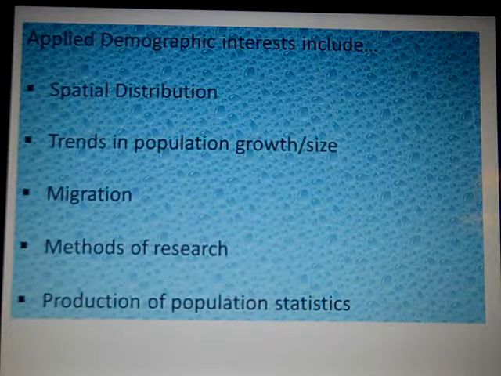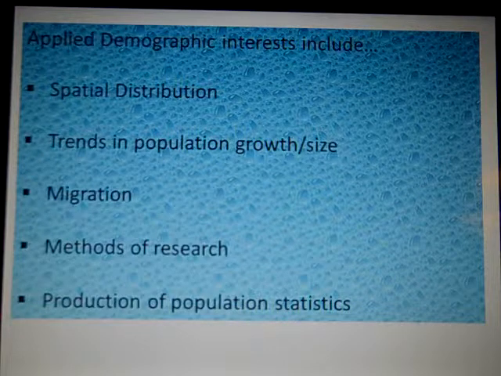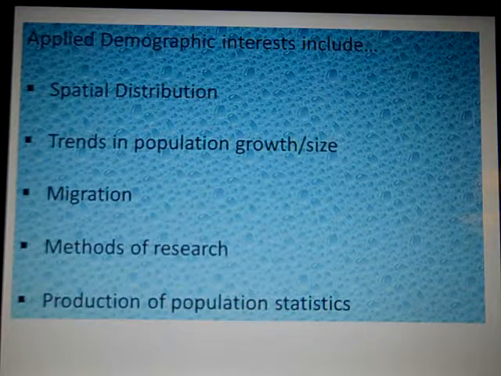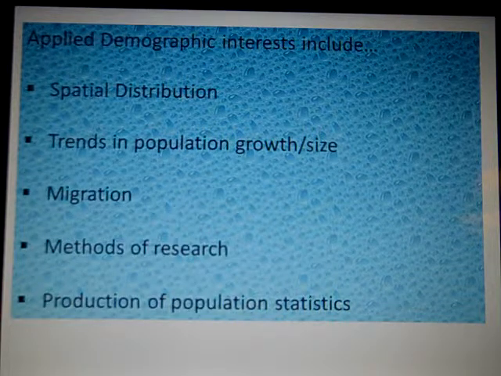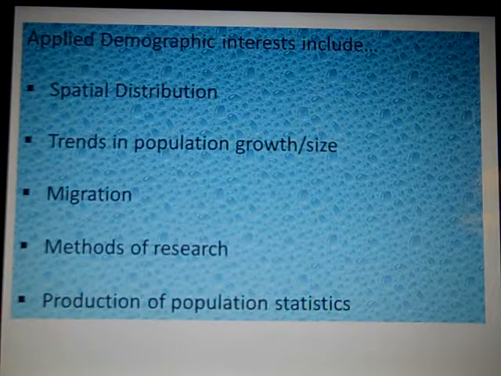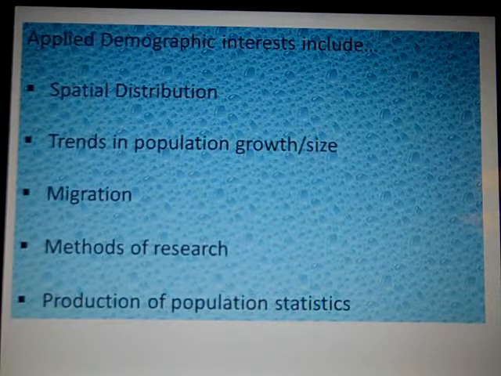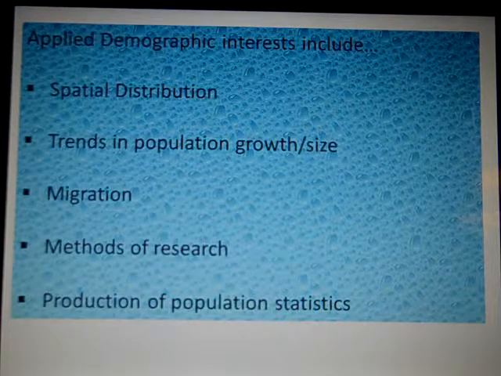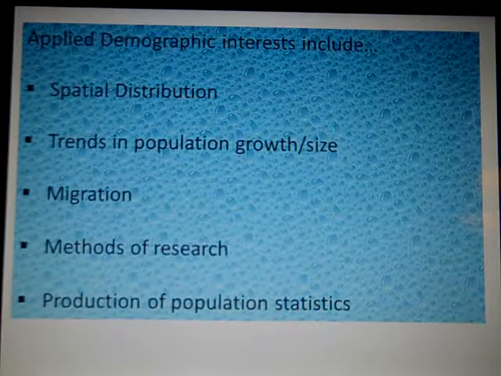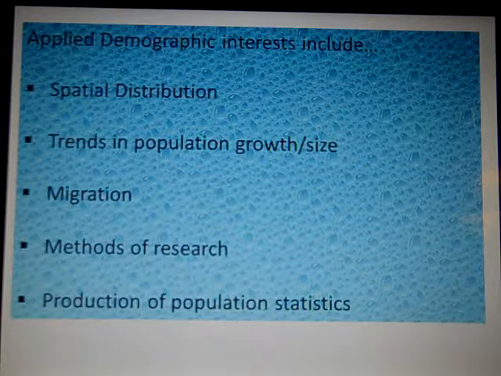Trends in population growth and size. Why are some places losing numbers, population? Why are other places growing? Migration. People moving into and out of specific areas. Why does this happen? How does this happen? Why is it that people are always wanting to get into the United States? Why is it that people are trying to leave in droves places like Syria and places in the Middle East? Is it political, religious, cultural, sociology? All these things you factor into the equation. Methods of research, and also how we produce population statistics.